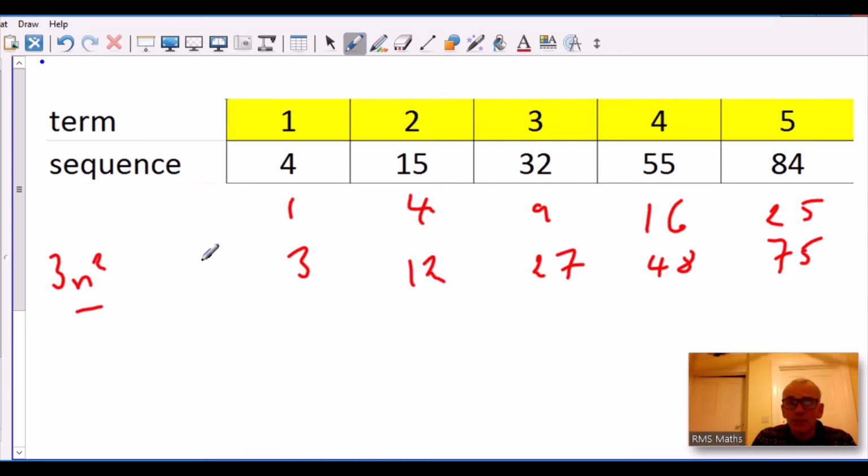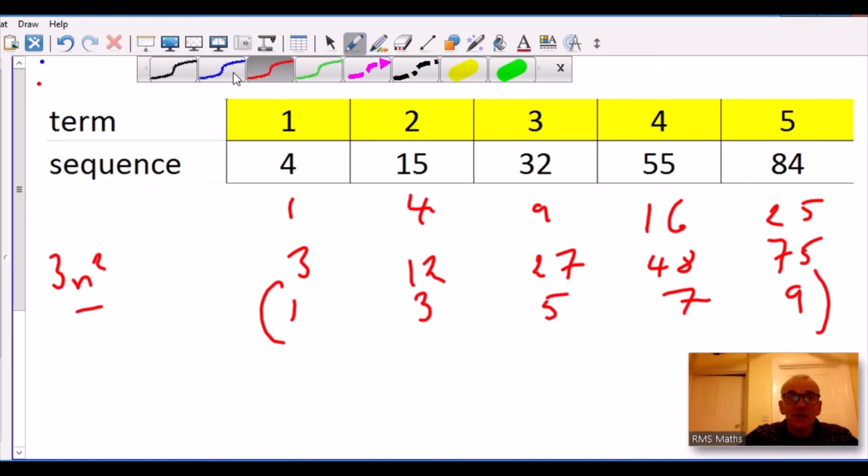Now, remember what we want is to see what's left. And remember I cheated on this one because I knew the second difference was going to be 6, so it was something to do with 3n squared. So let's have a look to see what we've got left over this time. We've got 1, 3, 5, 7, and 9. So my sequence this time is 3n squared and this bit just here. So what's this particular sequence?